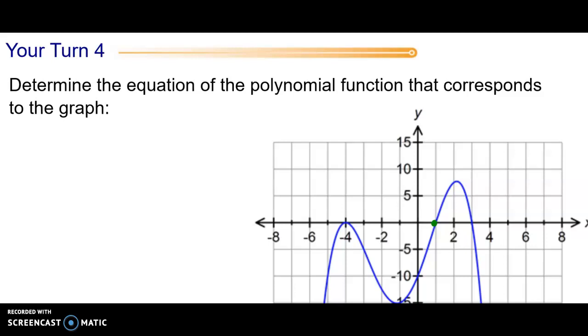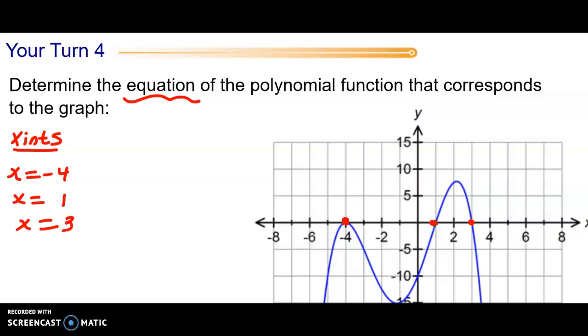This is your turn number 4 in section 3.4 part B, equations and graphs of polynomial functions. We are given the graph of a polynomial function and we're going to write the equation of that function that matches the graph. The most important points to refer to on the graph are the x-intercepts. So we see right now there is an x-intercept at -4. We see that there's one at the value 1, and there's also one at 3.